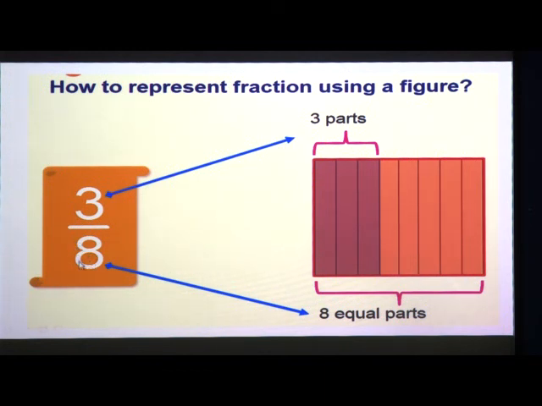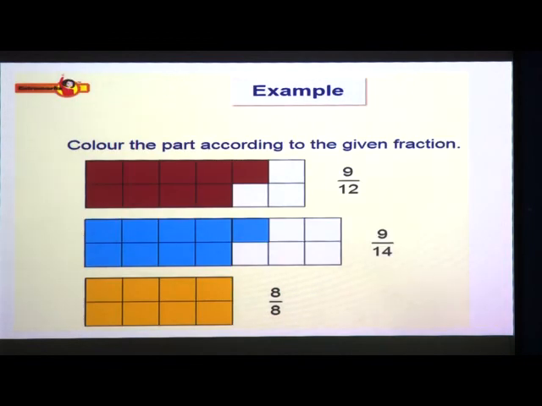Out of 8 total equal parts, 3 should be shaded. So, we have shaded these 3 in a different color. So, 3 by 8 is represented as a figure in the following way. In this way we represent the figure for the given fraction. Let us see a few more examples.